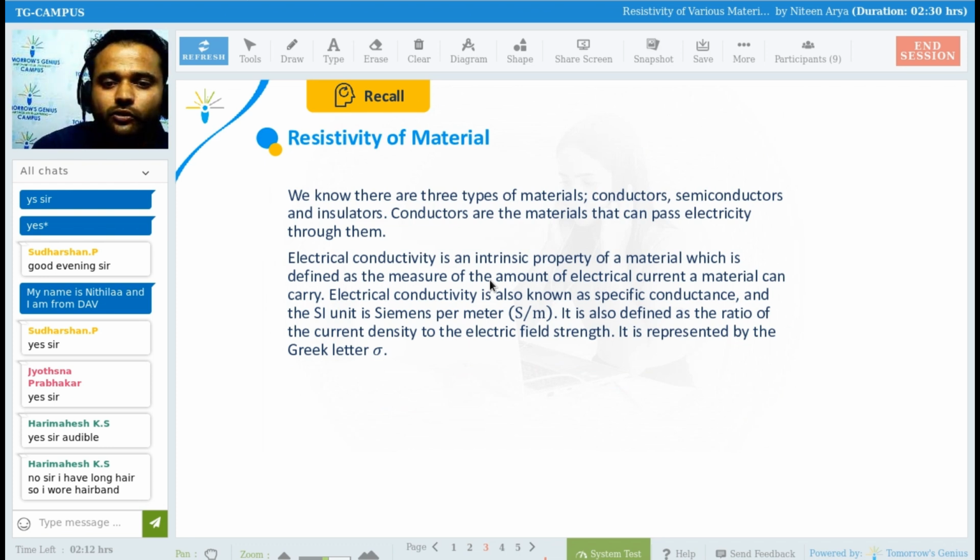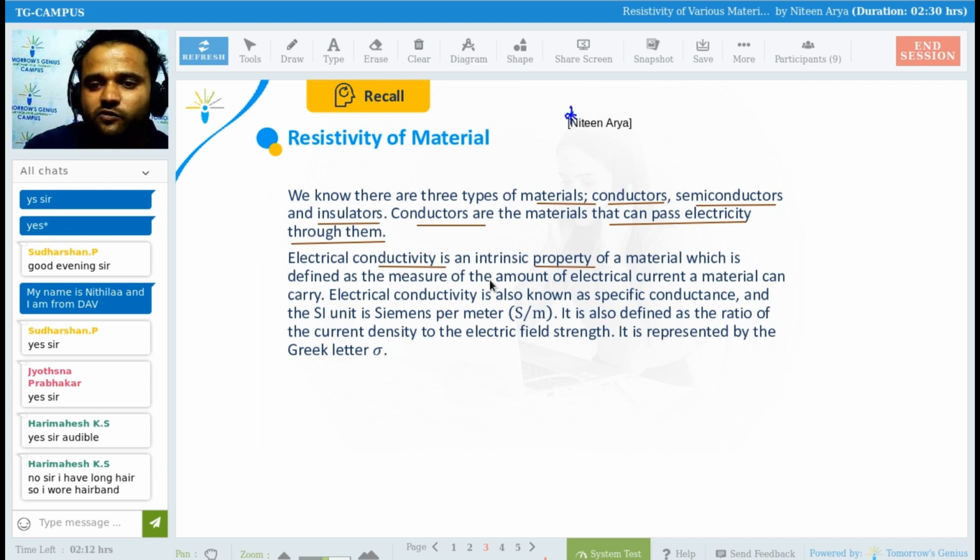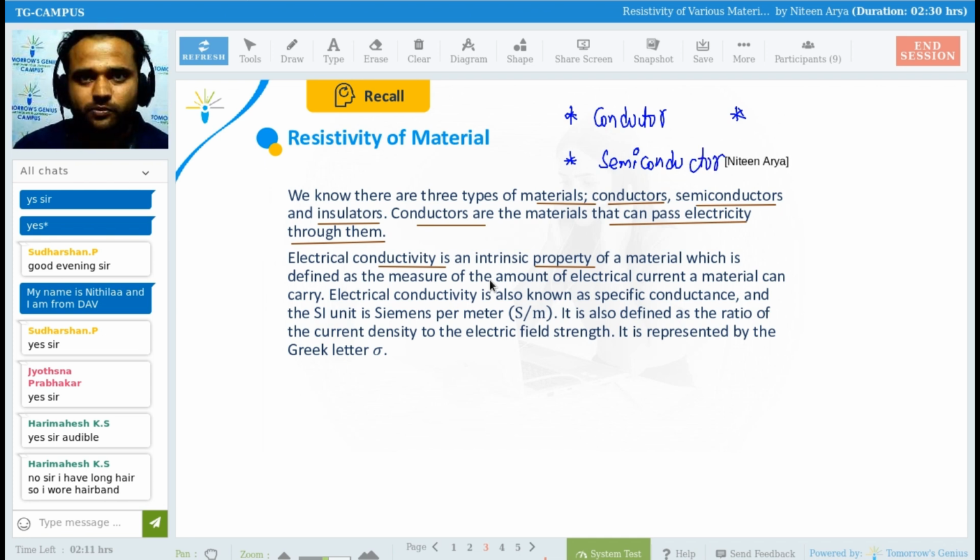We know there are three types of material: conductors, semiconductors, and insulators. Conductors are the materials that can pass electricity through them. Electrical conductivity is an intrinsic property. Let me write this. There are three types of material. So this is conductor, the name itself defines it. Then semiconductor. Semi means in between insulator and conductor. We're going to learn about it in the 14th chapter of class 12. And then there is insulator.